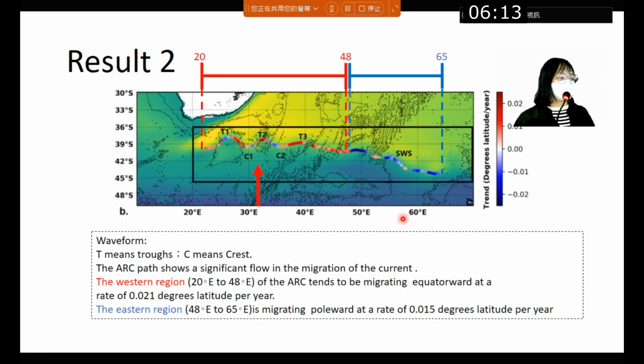And result two. Here shows the waveform, and T1, T2, T3. T means trough, and C1, C2, C means crest. The ARC path shows a significant shift in the migration of the current, and in the western region from 20 to 48 degrees, the ARC tends to be migrating equatorward at the rate of 0.021 degrees latitude per year. This picture is migrating equatorward. And here, 48 to 65 is migrating poleward at a rate of 0.015 degrees latitude per year.